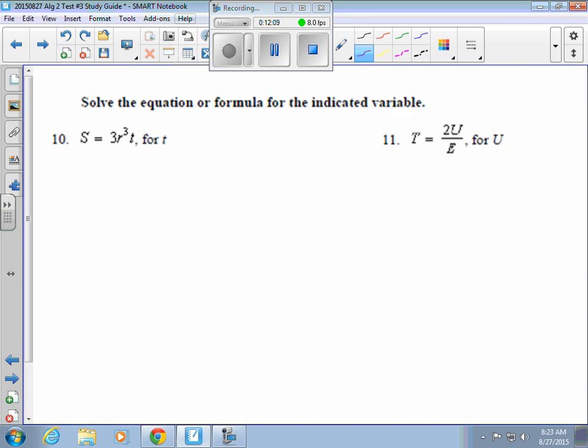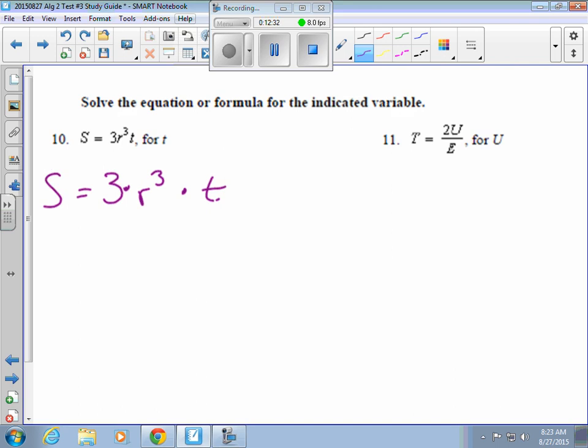Solve these equations for the indicated variable. So we want to get t by itself. This says s is equal to 3r cubed t. So all we got going on over here besides that cube that's showing up is 3 times r. If you need to separate it, you can. 3 times r cubed times t is equal to s.